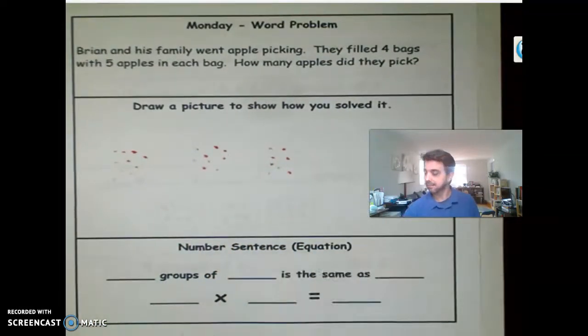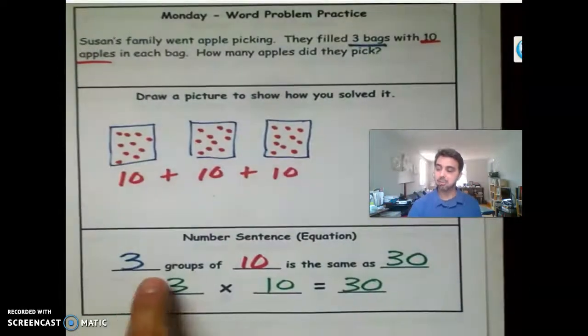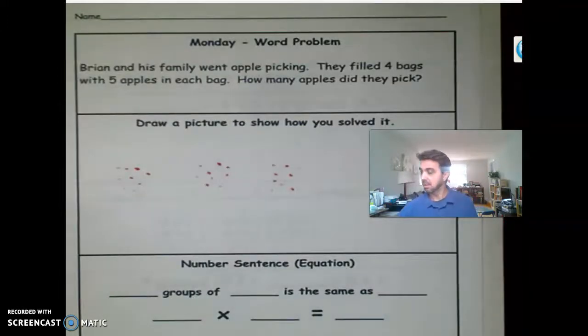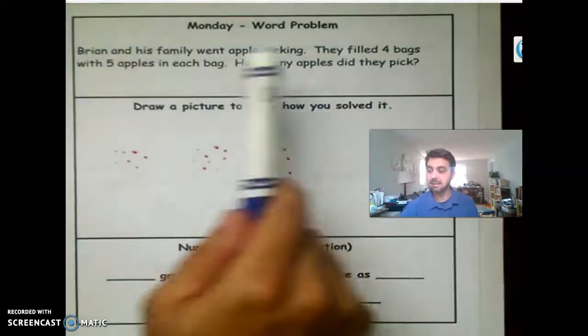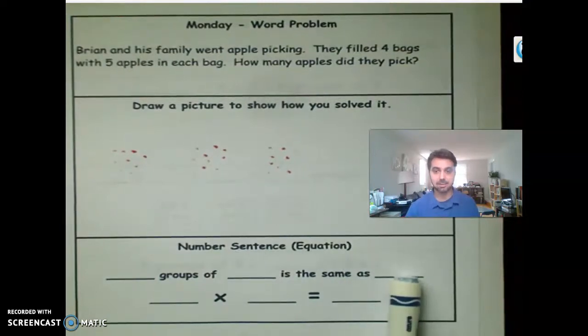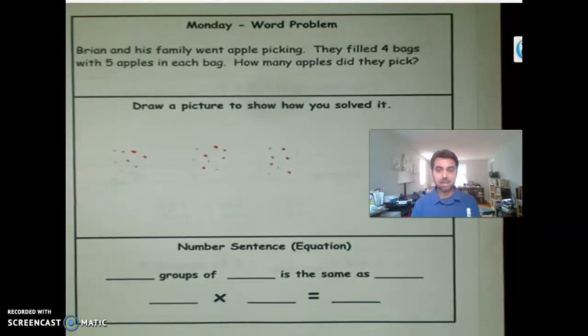Then down here you want to do the same thing that I did. How many groups of apples? You've got how many bags of apples is the same as, and then find out what the answer is. And then your multiplication sentence. Don't do that yet, or if you want to do it now, pause it and then come back, because I'm going to show you one more thing.